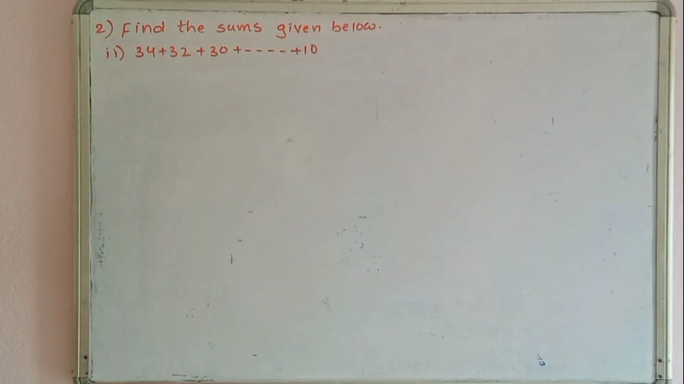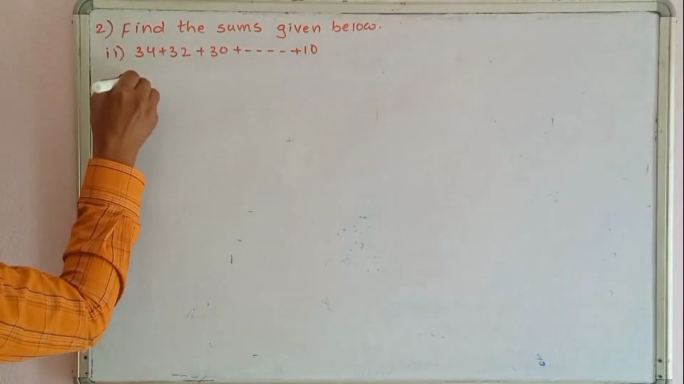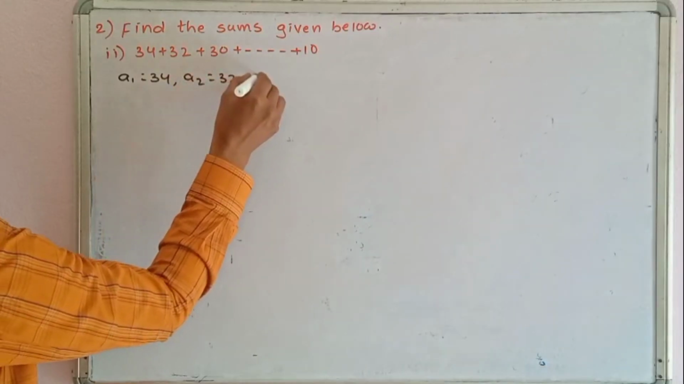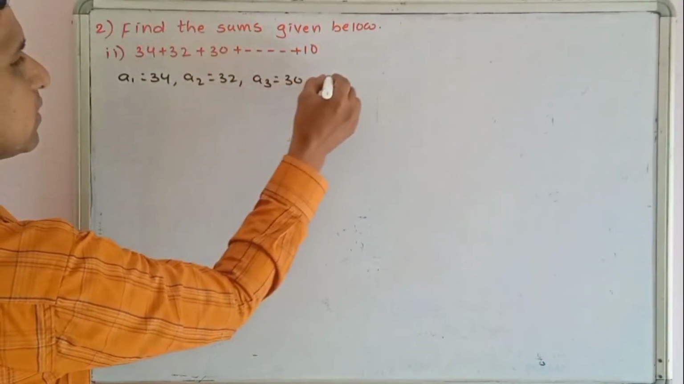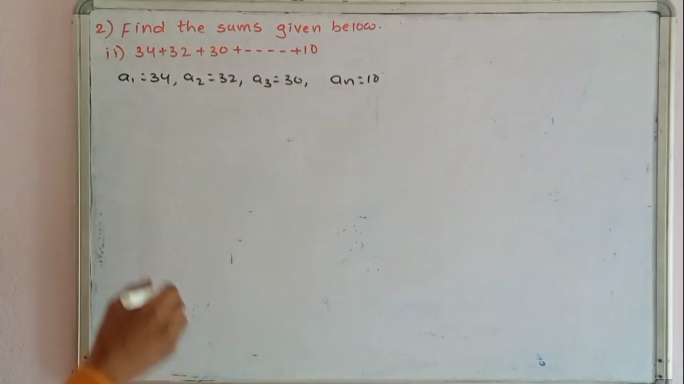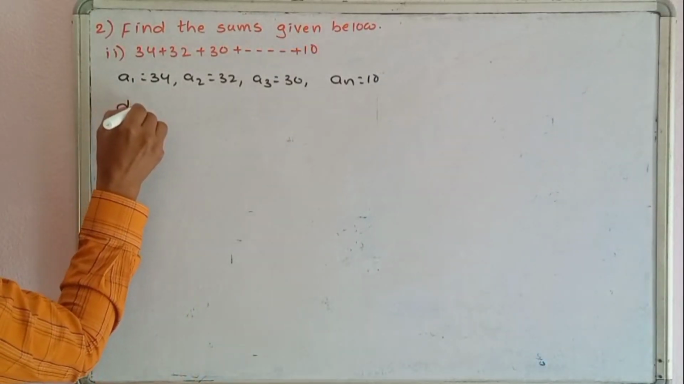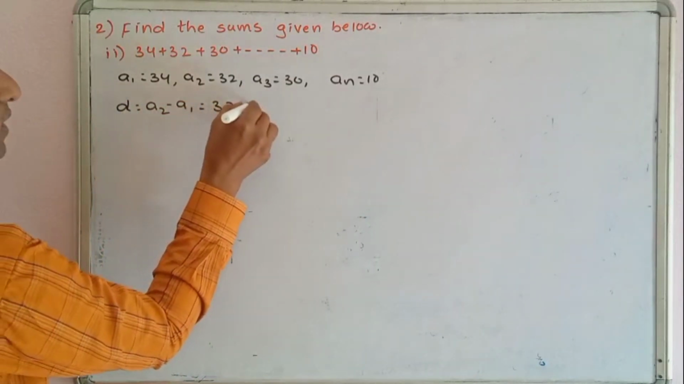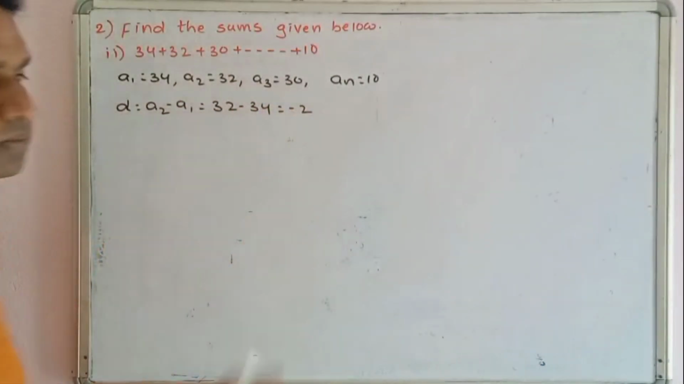Problem 2, second. Find the sum of 34 plus 32 plus 30 plus so on up to 10. See here A1 equals 34, A2 equals 32, A3 equals 30, An equals 10. First find the n value. So what is the common difference d? A2 minus A1, that is 32 minus 34 equals minus 2.